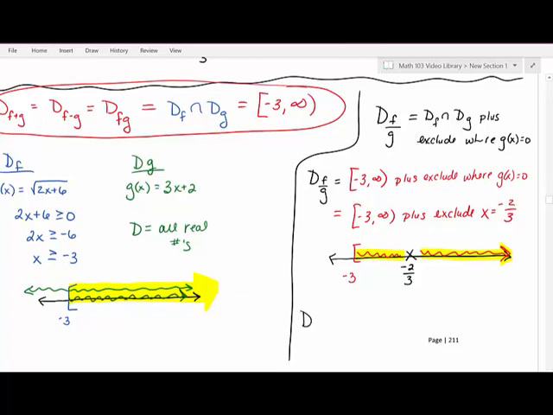Writing this in interval notation, the domain of f divided by g will be equal to -3 included to -2/3, and we're not including -2/3. And then we pick it up on the other side of -2/3 and go forever all the way to positive infinity.